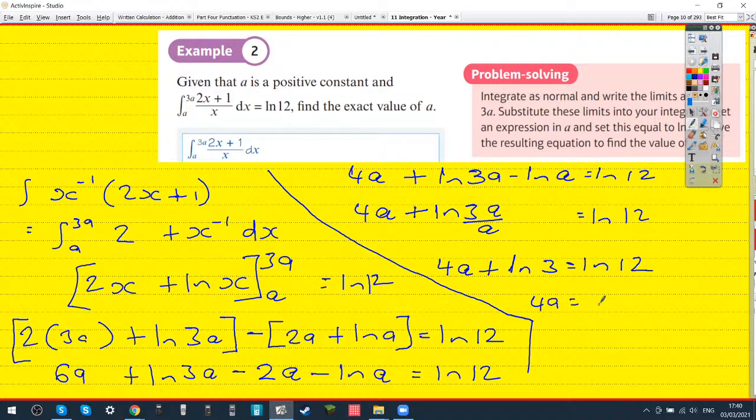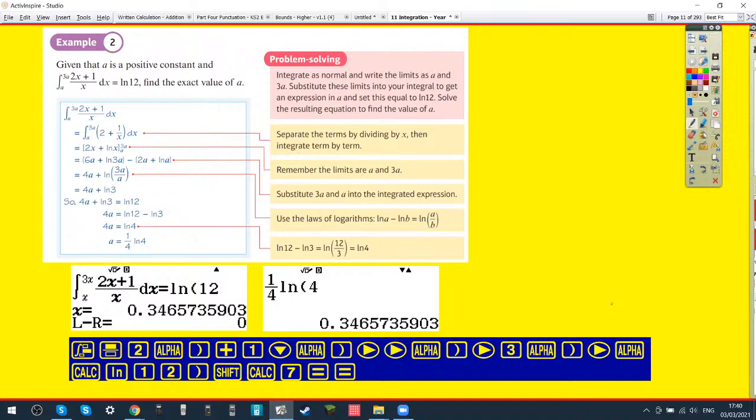ln 12 over 3. What's 12 divided by 3? 4. So 4a is ln 4. So a is ln 4 over 4. Yeah, I'll just do a quarter of ln 4, so we don't accidentally do ln 1 or something. A quarter of ln 4.